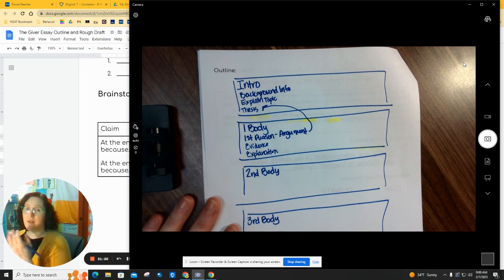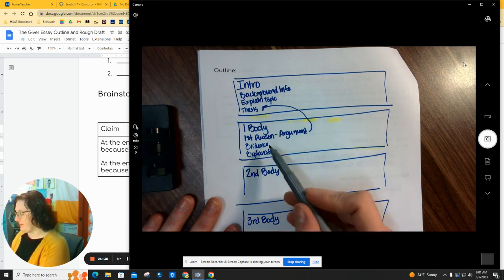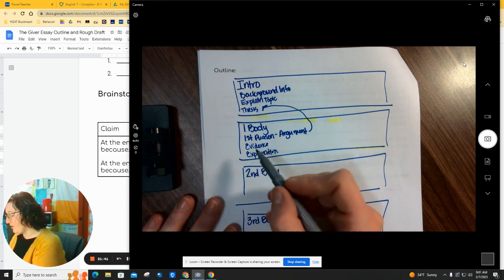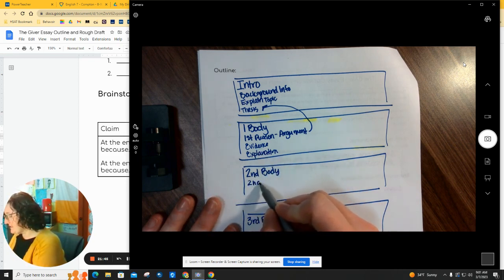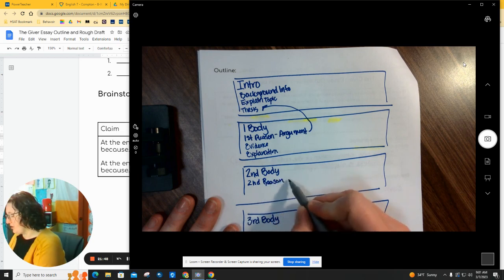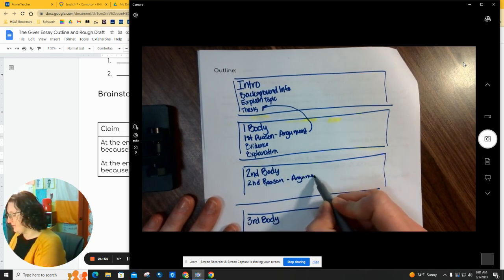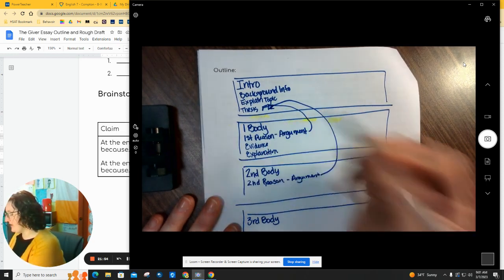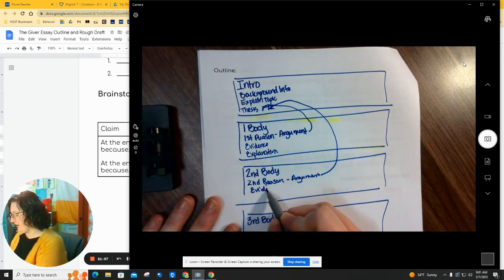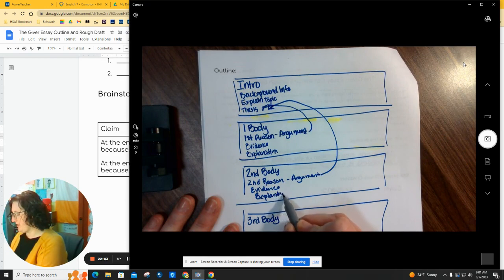Now, in your outline or rough draft that I gave you, I doubled it up because that's what it should look like. You should have two good pieces of evidence. If you have limited time, you can just do one, but you should have two. But this just repeats, okay? So your second body paragraph, you want your second reason, your second argument for your thesis. Then you need evidence again that proves your thesis and has an explanation.